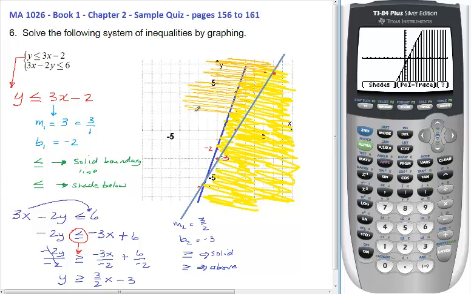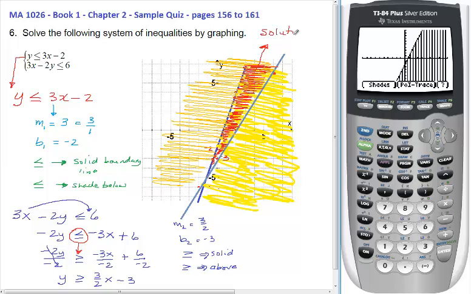Right? So there's my two areas. Now where they overlap is the solution. So take a different color and shade that area. The solution is the area where the two areas overlap. So this is my solution, right there. So shade that with a different color. So this shaded red region is the solution. It's not a single ordered pair, it's a region. Now let's double check it on our calculator, see what we get.